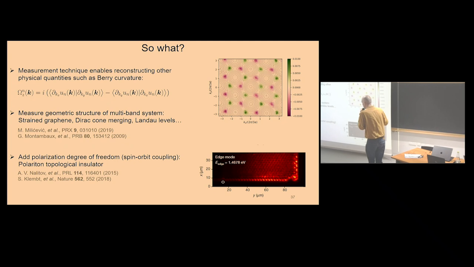Nevertheless, this technique can be generalized to systems with more bands, and we are working on that at the moment. In particular, when you add a polarization degree of freedom in the lattice, this can act as a spin-orbit coupling, and then you can actually realize polariton topological insulators. And so our goal is to use this technique to characterize such phases, especially near topological gaps.